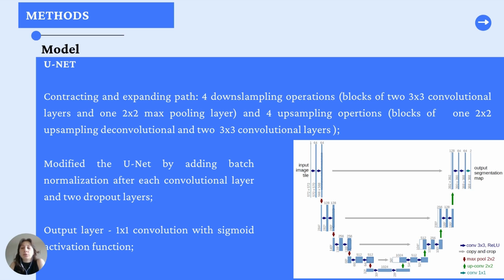The UNET architecture consists of symmetrical contracting and expanding paths. The contracting part is made of 4 downsampling operations, which are blocks of 2 convolutional layers and 1 max pooling layer. The expanding path is made of 4 upsampling operations, each of which have 1 upsampling deconvolutional layer followed by 2 convolutional layers.